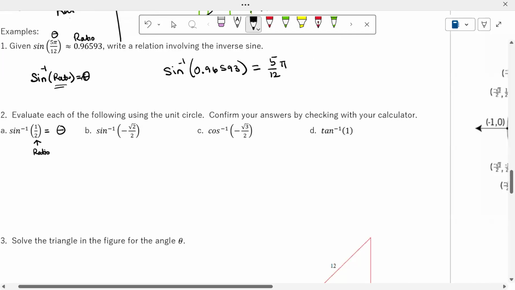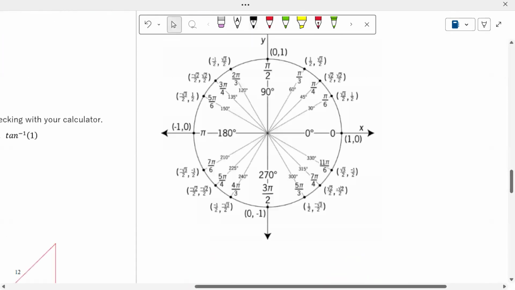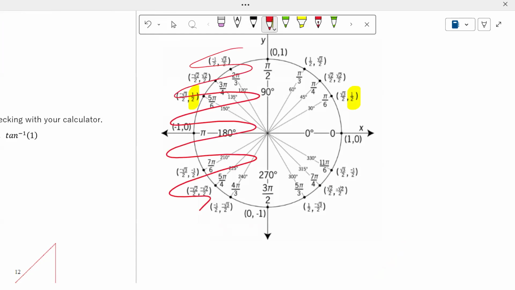So I have my unit circle right here. When it comes to sine, we have a 1/2 here and a 1/2 here for sine values. But remember, we can only map back to one of them. And for sine, we only map back to quadrants 4 or 1. So this is going to map back to the angle pi over 6.